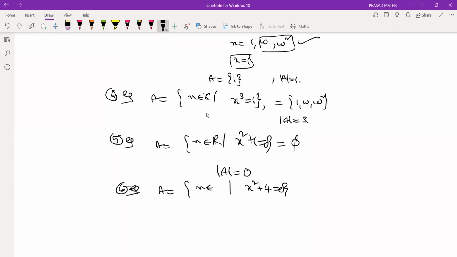Suppose you take the set of all complex numbers. I'm not completing the question. Set of all complex numbers such that x cube plus 4 equals 0.